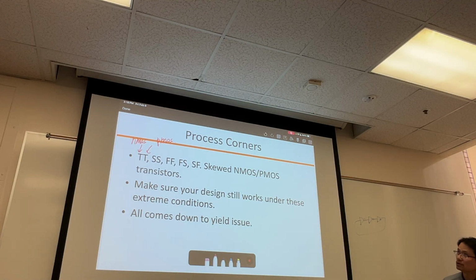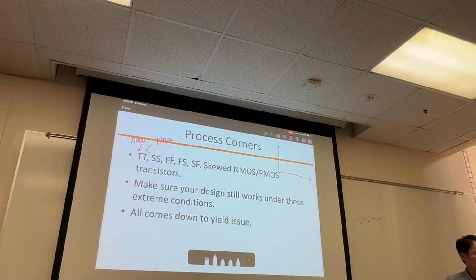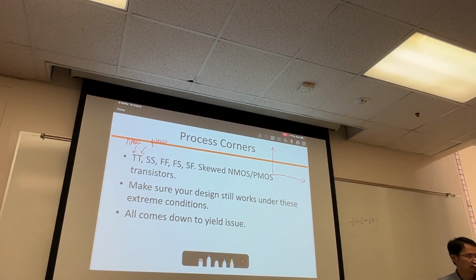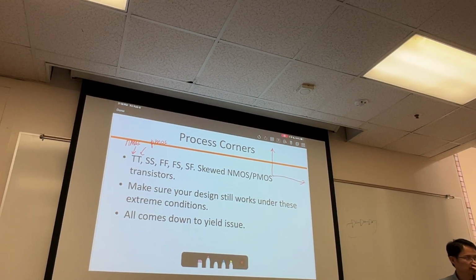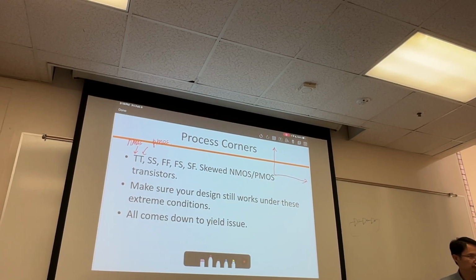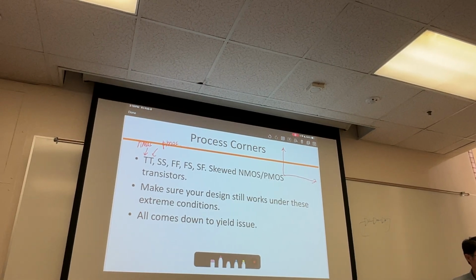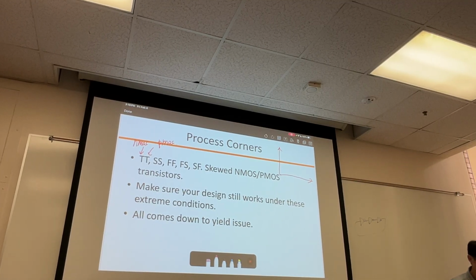All right, so what is the FS? Fast NMOS and slow PMOS. So usually, does the fast PMOS mean the threshold voltage is higher or lower? Fast device means threshold voltage is lower, right? It's lower, yeah. So that's usually what that means.